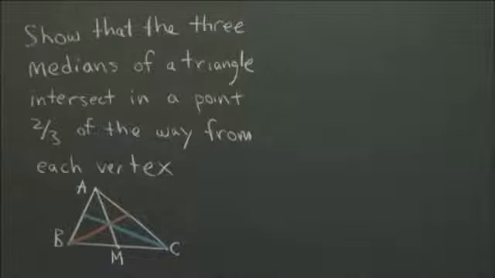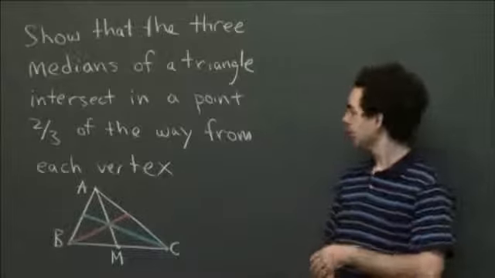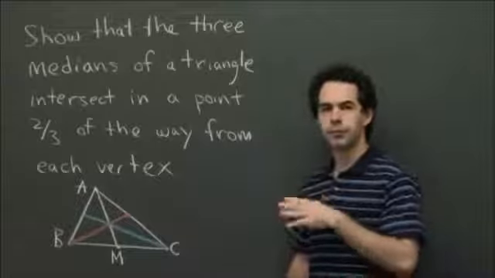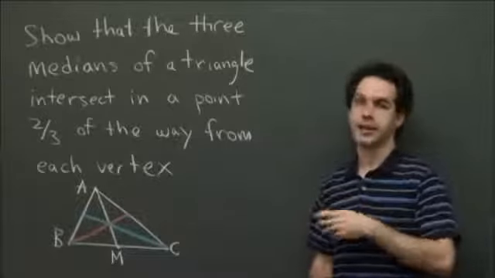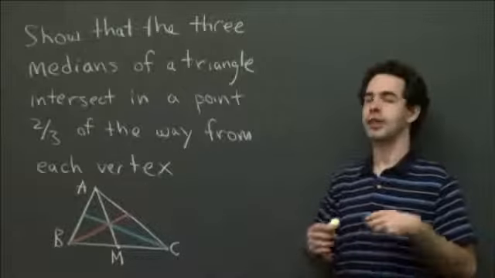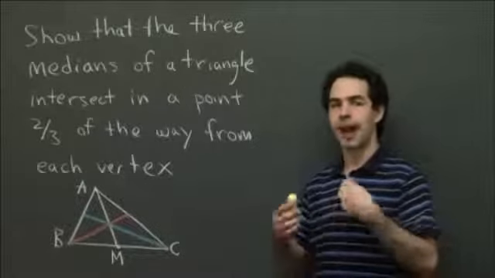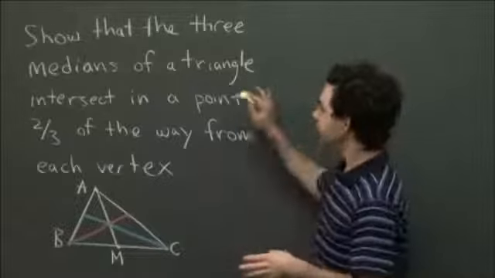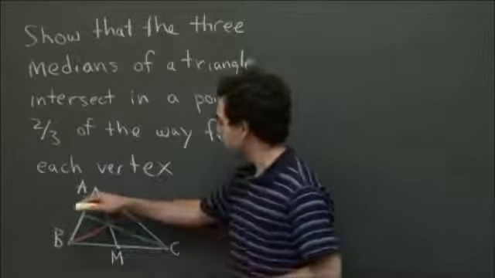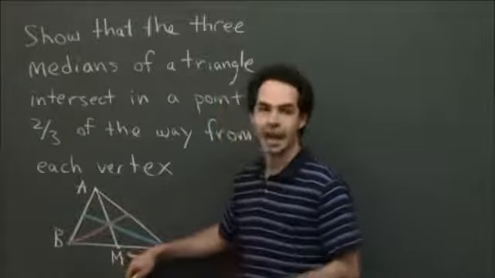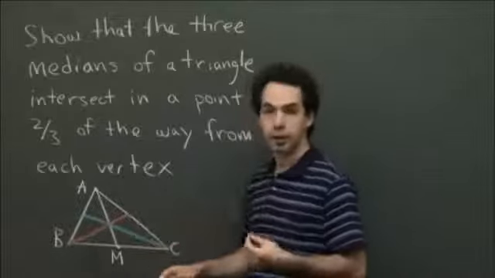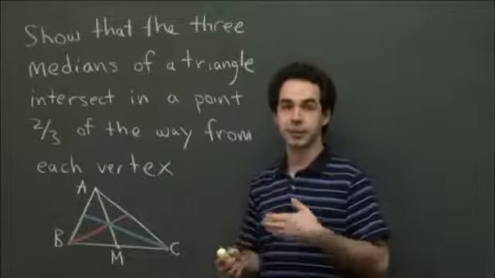So hopefully you had some luck working on this problem. Let's get started on it. To start, I actually want to rephrase the question a little bit, to an equivalent question that's a little bit more clear about how we want to get started. Another way to say this problem is that it's asking us to show, for each median, say this median AM here, where M is the midpoint of side BC, there exists a point on the median that divides it into a 2-to-1 ratio.